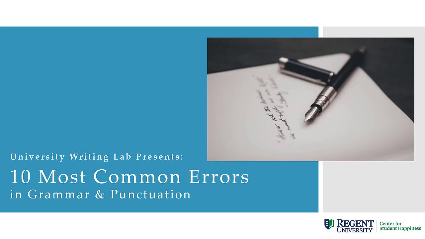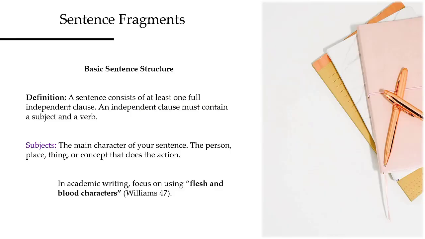This workshop is designed to help you with some of the problems that we commonly see here in the Writing Lab. The first error is sentence fragments. A sentence consists of at least one full independent clause. An independent clause must contain a subject and a verb. An independent clause is called independent because it can function independently. In other words, it can stand on its own as a complete thought. And to do that, it has to have a subject and a verb.